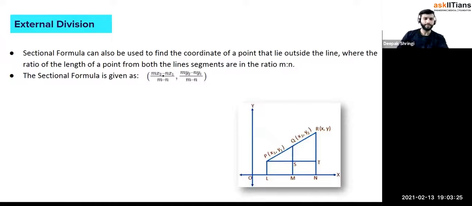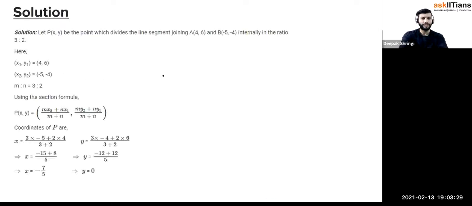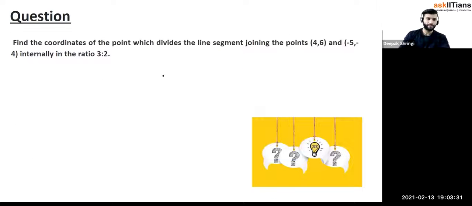Got it? Yes, definitely. Now we have to use it, how to use the formula. So let's understand how to use the formula. Okay, let's see a question. Find the coordinate of the point which divides the line segment joining the points 4, 6 and minus 5, minus 4 internally in the ratio of 3:2.